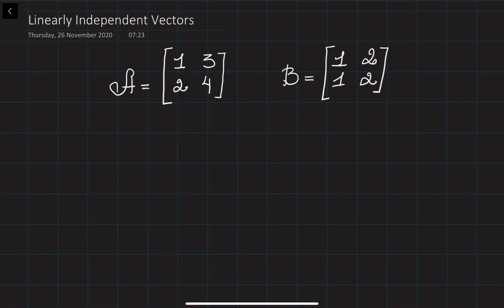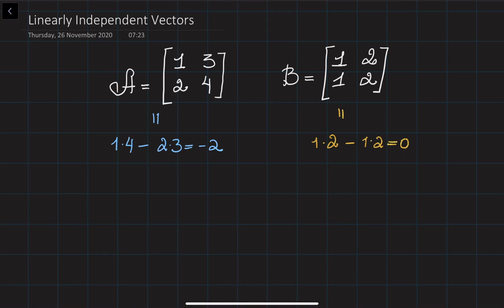In this video lecture, we are going to discuss linearly dependent vectors. So if I give you two matrices, A and B, and ask you to calculate the determinant of these matrices, you can calculate it using the formula: multiply 1 by 4 and subtract 2 times 3, which is equal to minus 2. Or you can calculate the determinant of this matrix, which is 1 times 2 minus 1 times 2, equal to 0.